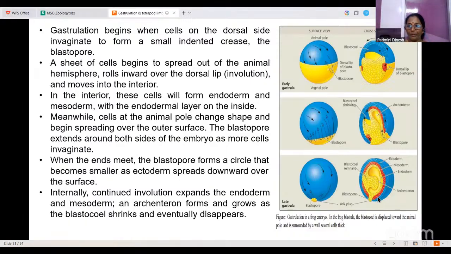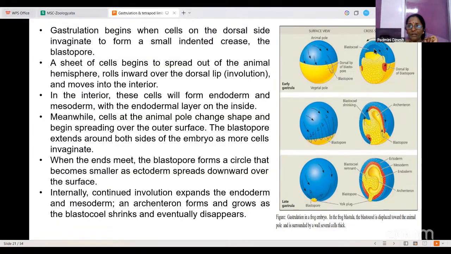Although the embryo's ectoderm is going to be covered by epiboly, one small part is left, called the yolk plug. So it's not going to be completely covered over there. Internally, continued involution expands the endoderm and the mesoderm, and an archenteron is being formed.